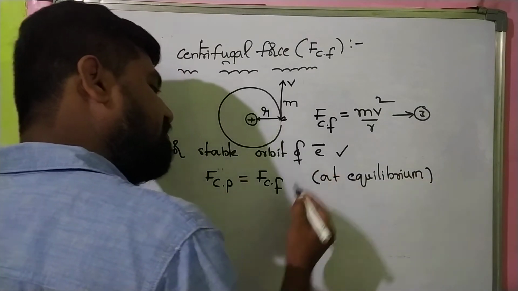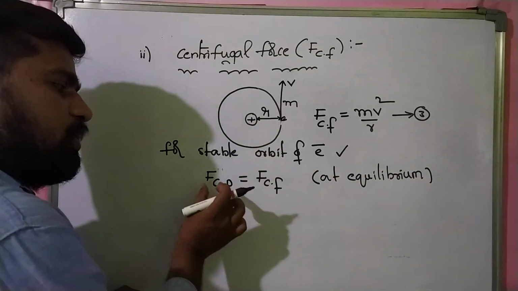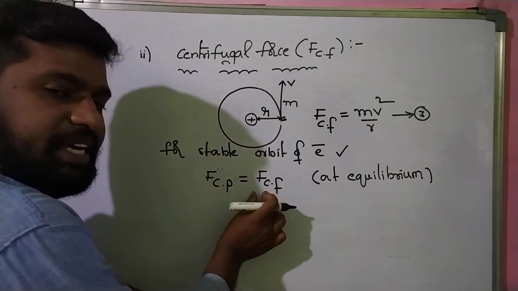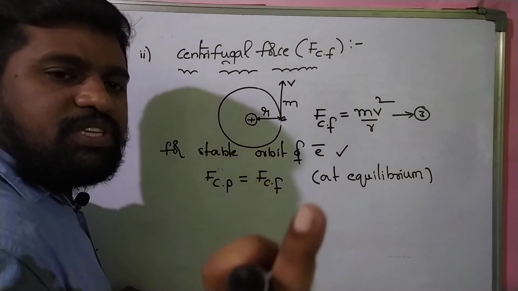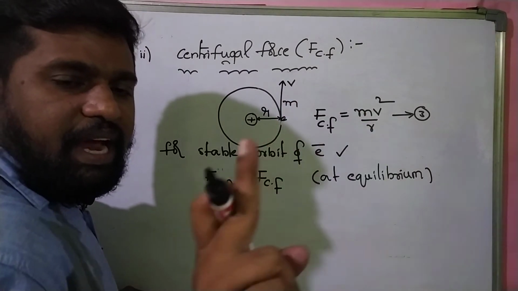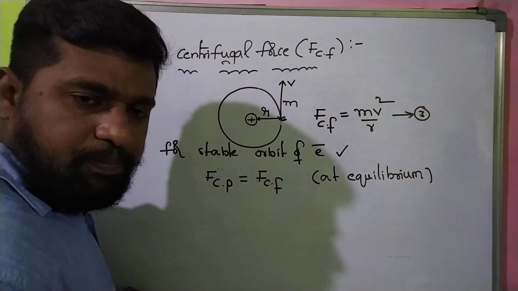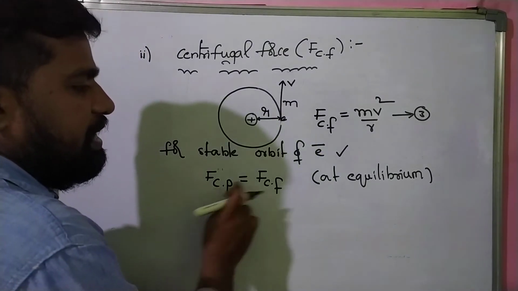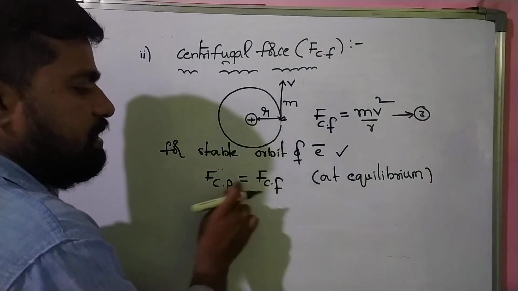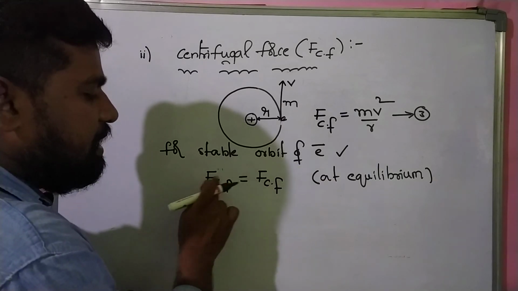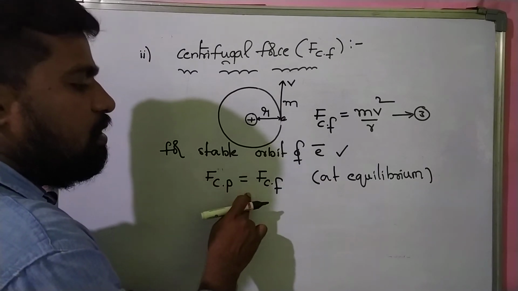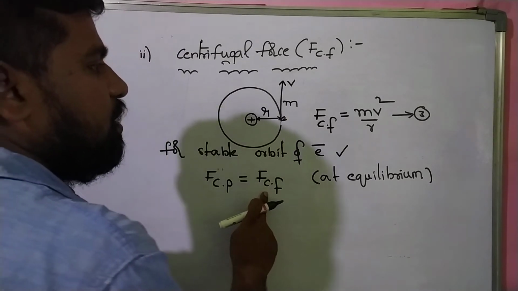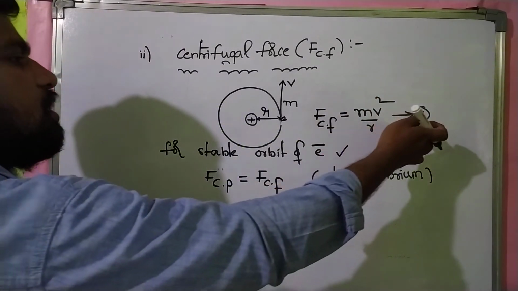Listen everybody, very very important. Due to the magnitudes of these two forces being equal, the atom is stable. The atom exists itself as a stable species. Why? Because at equilibrium state both the forces are equal. Means the centripetal force always balances the centrifugal force. Now from equations 2 and 3.